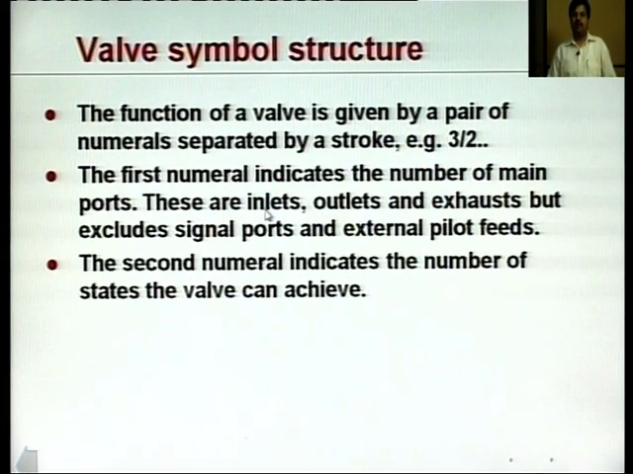Now, let us come to the direction control valve, which are the most important components of a pneumatic system. A valve is represented by a pair of numerics separated by a slash, as for example 3/2 direction control valve. The first numeric in this representation represents the number of ports that are there in that particular valve. As in this description, we can say that this particular valve, which is represented by a 3/2 direction control valve, is having 3 ports, and there are 2 positions that this valve can take.